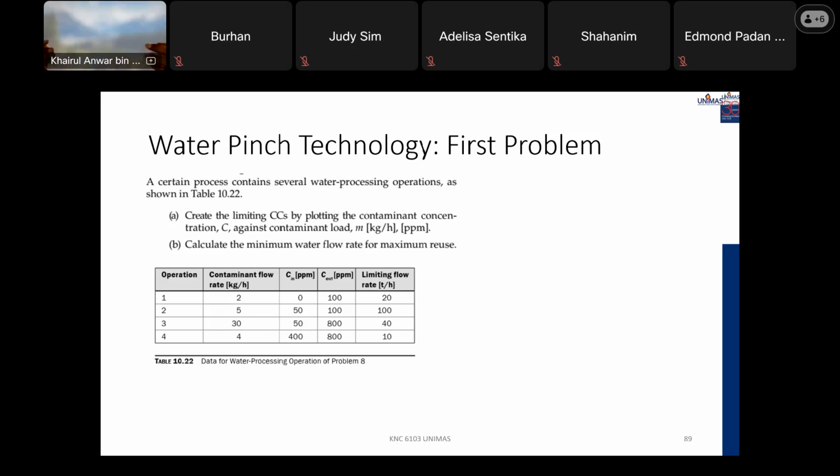Which book is this? It's here, chapter 10, page 246. So 10.5, water pinch technology. The first problem, problem 8. A certain process contains several water processing operations, as in example 10.22. A, create the limiting composite curve, LCC, by plotting the contaminant concentration, C, against contaminant mass, A. Calculate the minimum water flow rate for maximum reuse. Alright, so answer to A, this is the equation.